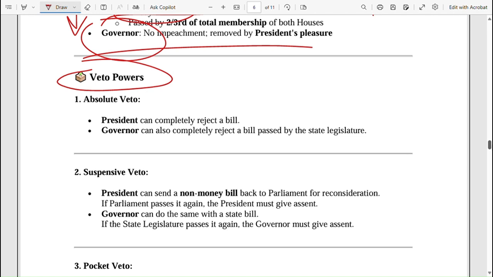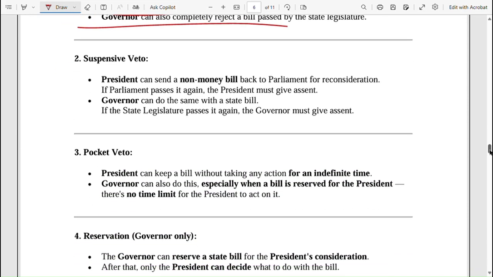Now what is absolute veto? So here, if a government wants to pass a bill regarding the welfare of the society, in absolute veto, the president feels that this will harm the society. He can completely reject a bill. So he can terminate that completely. So that is called absolute veto, where he will completely reject a bill or stop a bill from proceeding further. Same holds for governor as well, but in the state legislature.